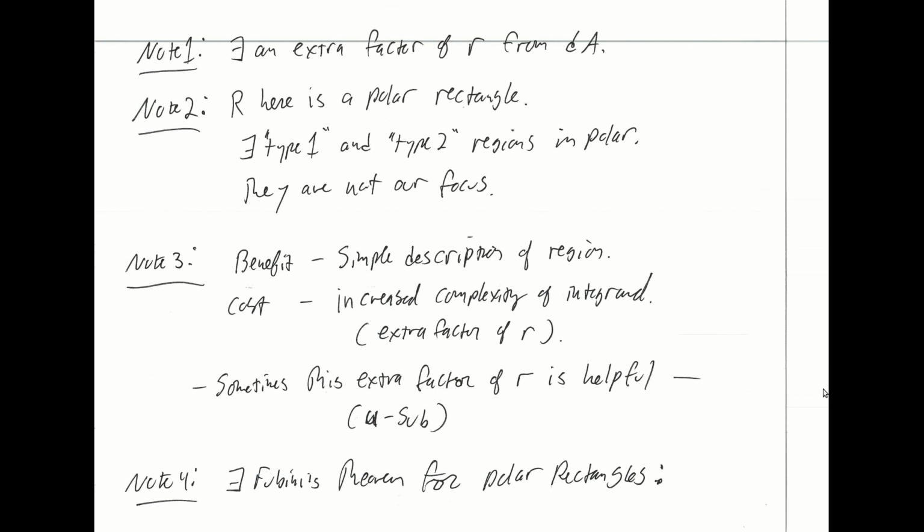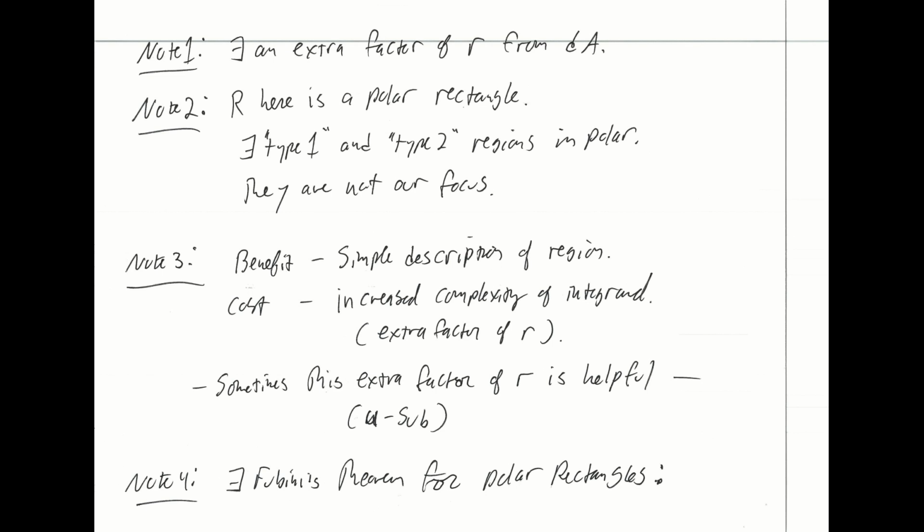And R here is a polar rectangle. For the second note, there do exist what we would call type 1 and type 2 polar regions, something analogous to what we studied when we were thinking about Cartesian coordinates and integrals in rectangular coordinates over more general regions. We studied these type 1 and type 2 regions where only one of the variables has constant bounds and the other variable's bounds are allowed to depend on the first variable. There exist analogous regions, and your book discusses them briefly. Our focus is going to be on polar rectangles here. So we may touch on a few of those regions in some contexts, but our focus will be on polar rectangles.